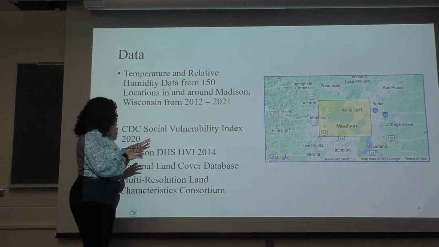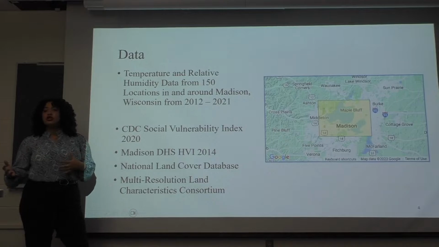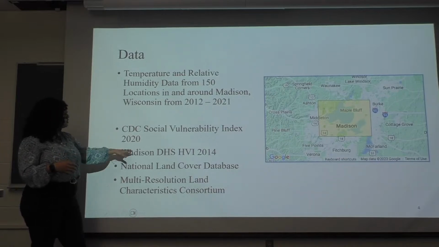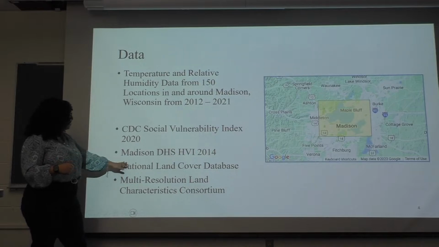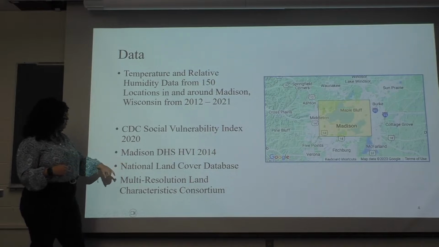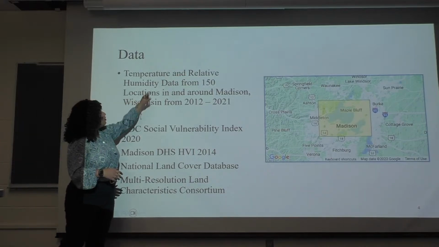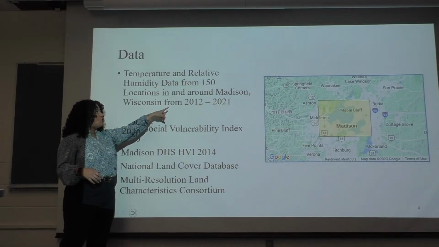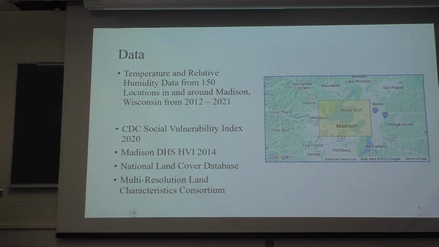And we also used data from the Social Vulnerability Index from the CDC, so that included the socioeconomic indicators that we looked at and also demographic. We also used the Wisconsin DHS Heat Vulnerability Index, which included things like health factors that we were not able to get to for the summer. And for the built environment, we looked at the National Land Cover Database and the Multi-Resolution Land Characteristics Consortium, and we compared that to the temperature data we got from these 150 stations from 2012 to 2021. That was the data collection for those stations.